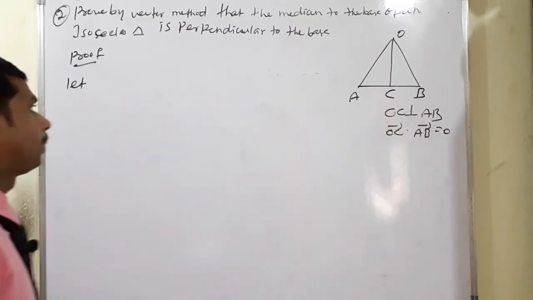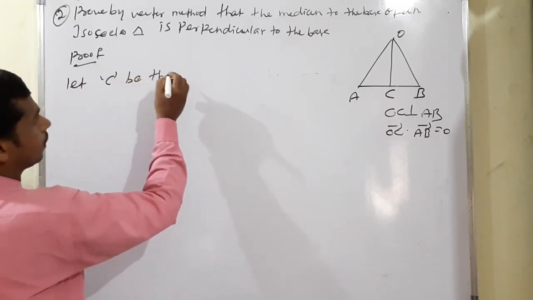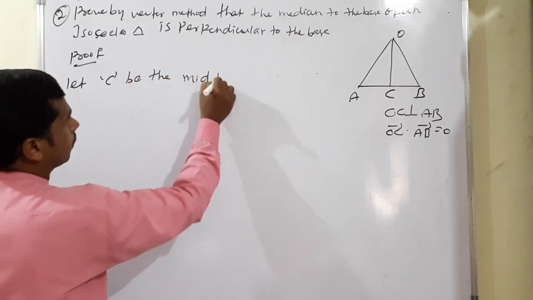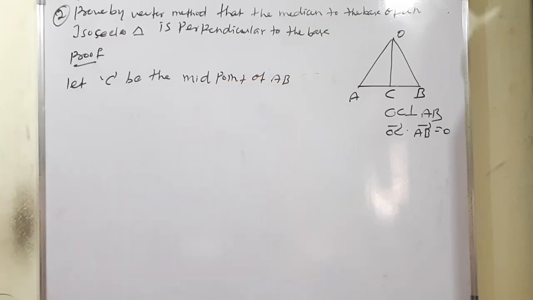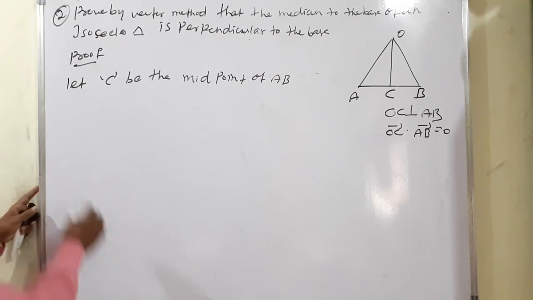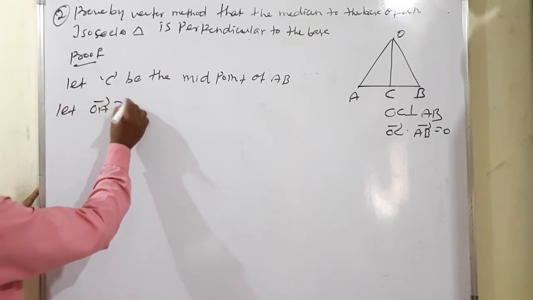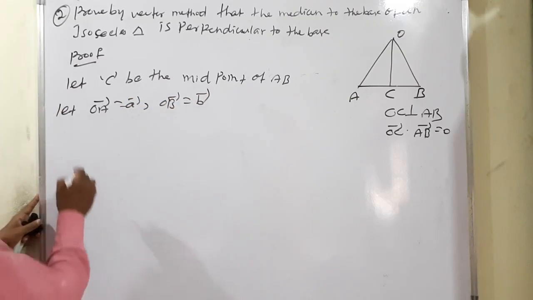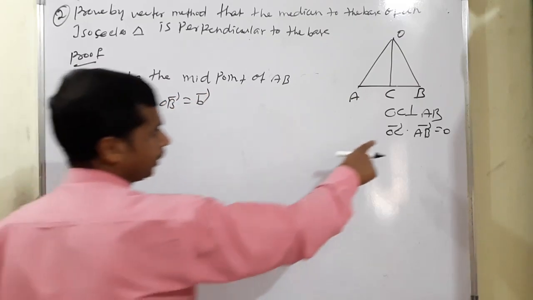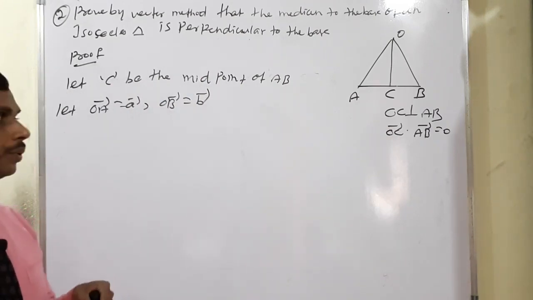Let C be the midpoint of AB. First condition, midpoint of AB. Then each and every side condition. Then let OA vector be considered as A vector, then OB vector as B vector. What is the meaning of the condition? If OC vector dot AB vector has the value 0, it means OC vector is perpendicular to AB.